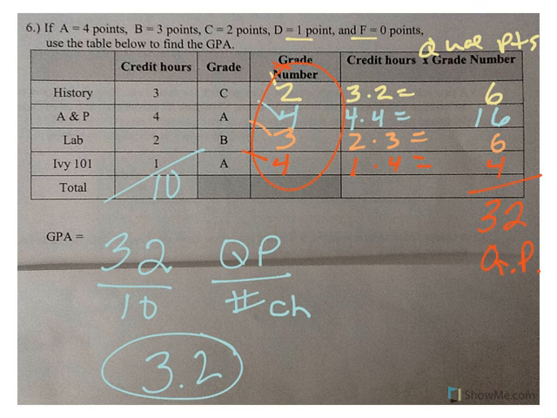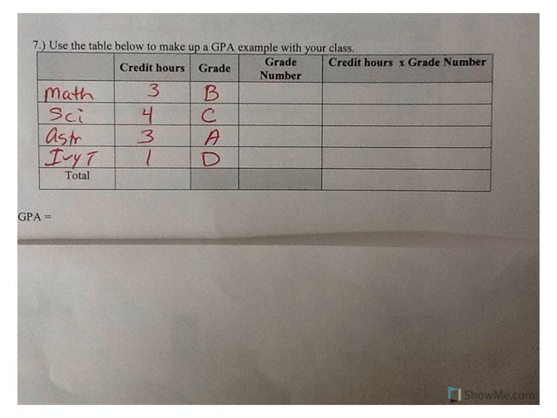All right, let's do another example of this. You might want to try this one on your own. You took math, science, astronomy, and IBT. For different credits, you got a B, C, A, and D. First thing you want to do is check out your points, right? A B is worth 3 points per credit hour. So 3 times 3, you earn 9 points in math. You got a C worth 2 points. 4 times 2, you earned 8 points in science.